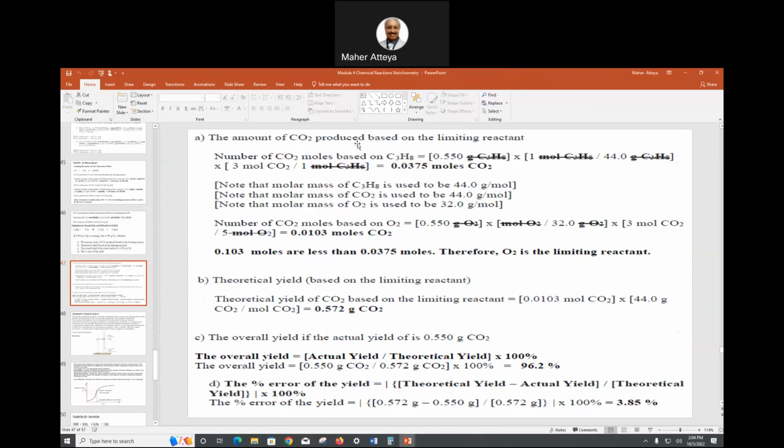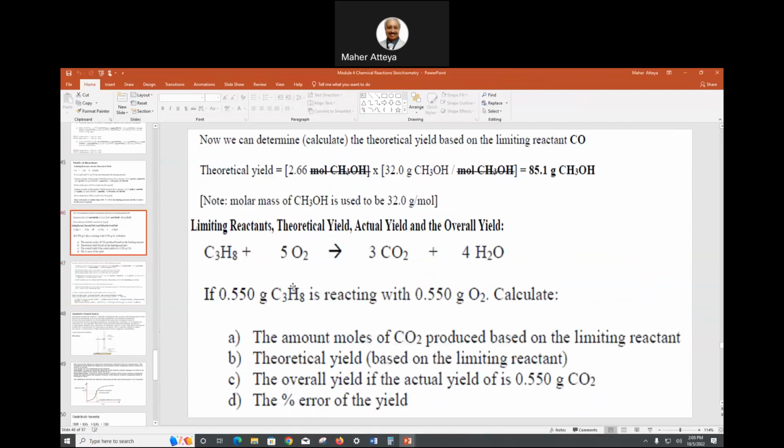So we have the amount of CO2 produced. That's an example here. This is propane, correct? It's a combustion reaction, reaction with pure oxygen, giving you CO2 plus H2O. Propane is a gas, similar to natural gas, and it always comes in nature combined with methane. So propane is this amount of grams reacting with this amount of oxygen. Calculate the amount of moles of CO2, theoretical yield, overall yield, and percentage error.